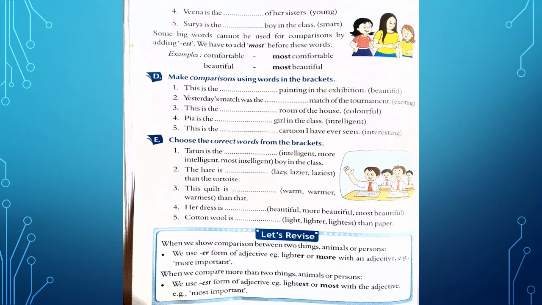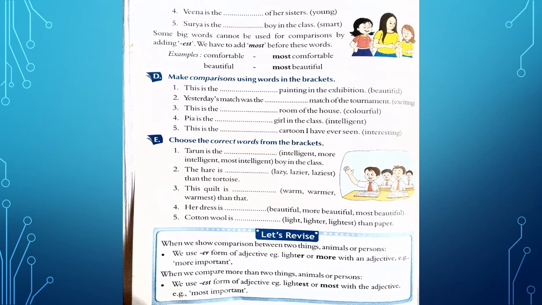Choose the correct words from the brackets. You have to be very careful while using the words from the brackets. If there is the word the, then you have to use most, or if there is than in the sentence, then you have to use the er form of the word. And if there is no the and no than, then you use the simple word in the sentence. So you have to do this exercise on your own. If you have any problem, you can ask me.